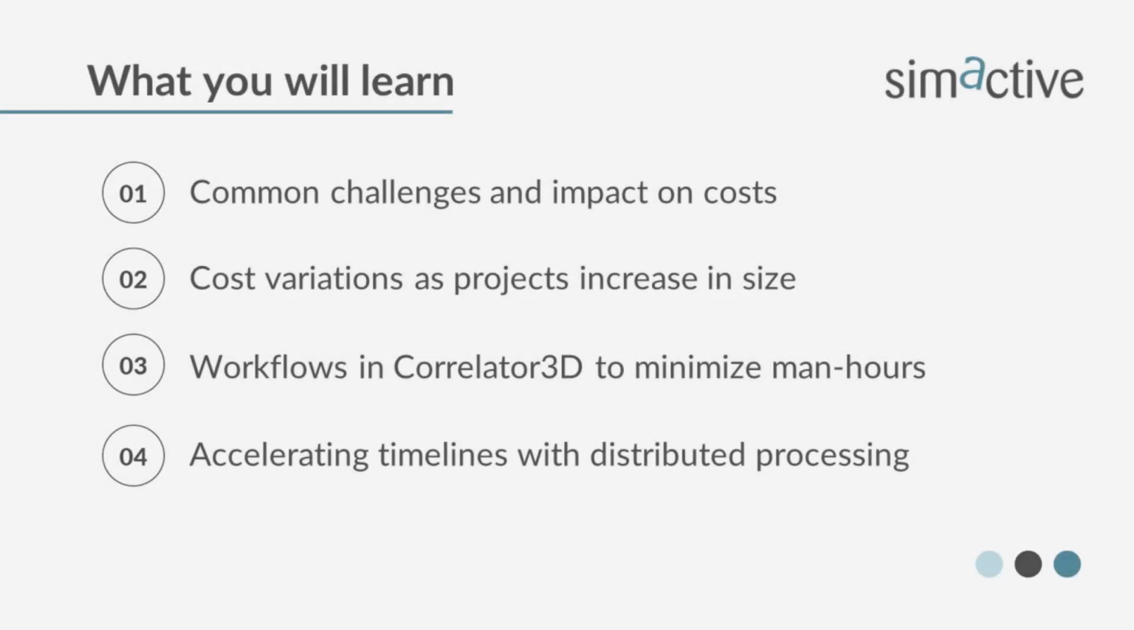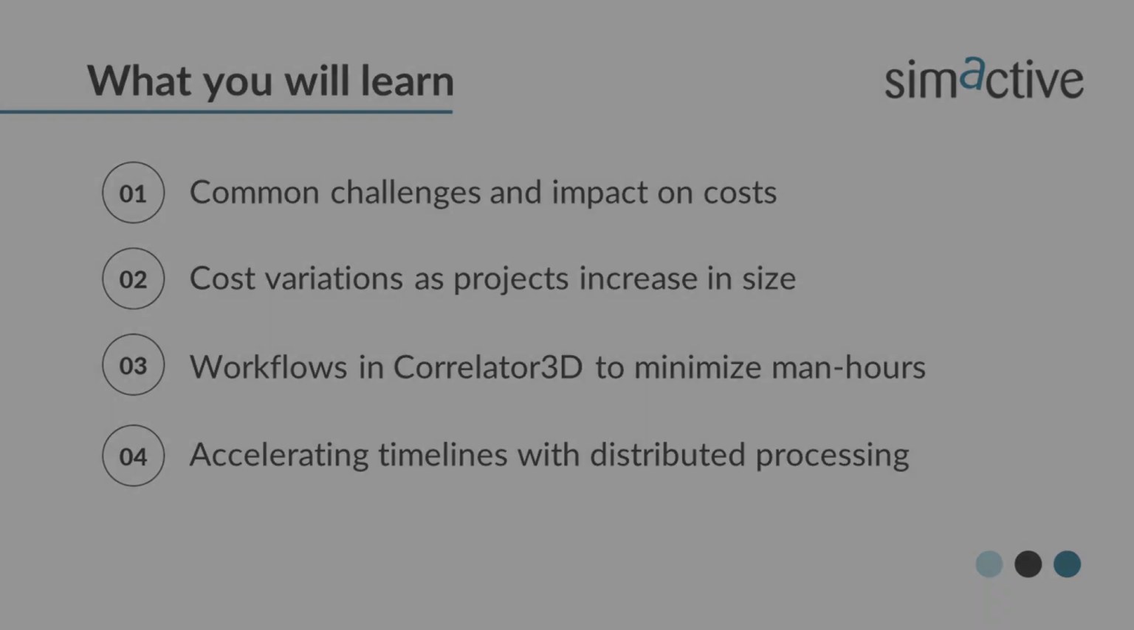So before we get too deep into it, the topics that we're going to cover: common challenges and impacts on cost, variations as project sizes increase, then workflows in Correlator 3D that we designed to help minimize man hours, and then accelerating timelines with distributed processing. Looking at some of the common challenges and impacts on cost, what are your thoughts there? What do you hear from the people that we're working with?